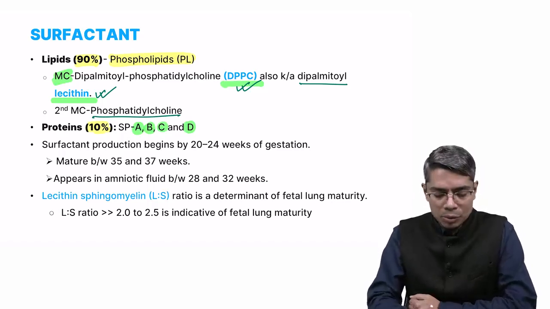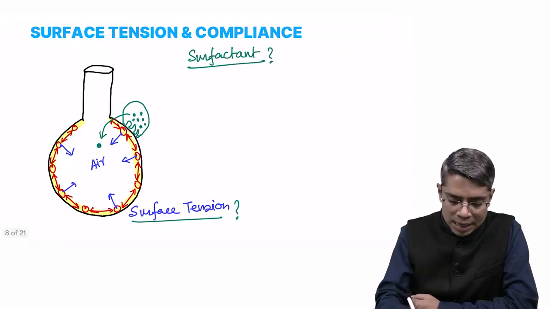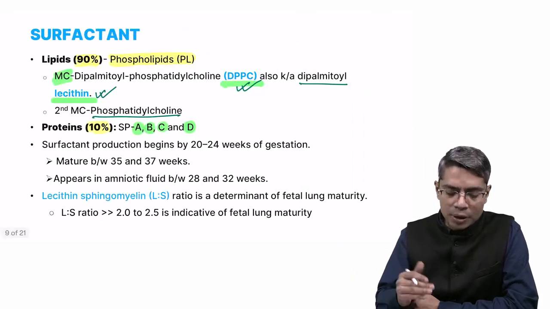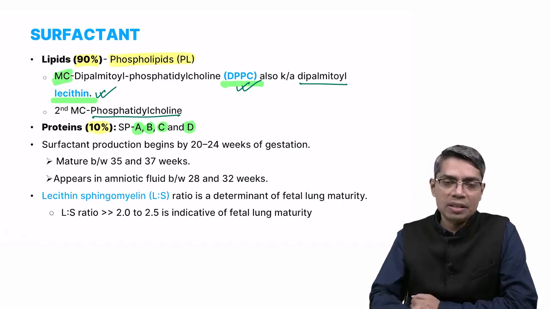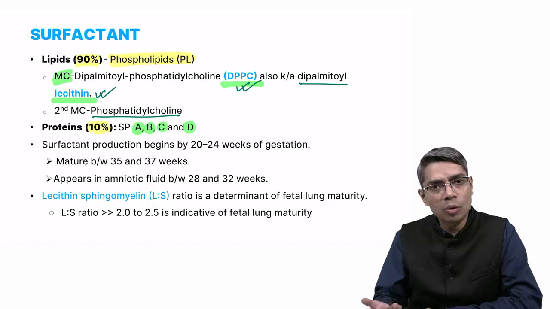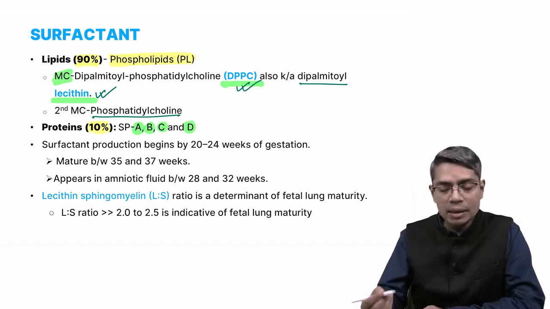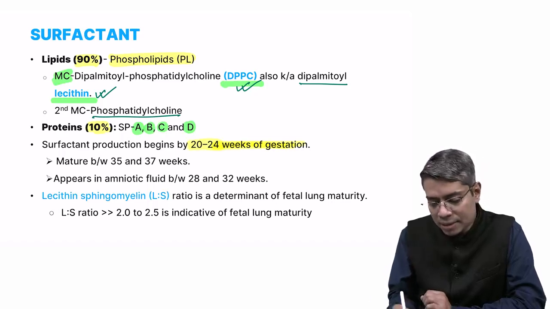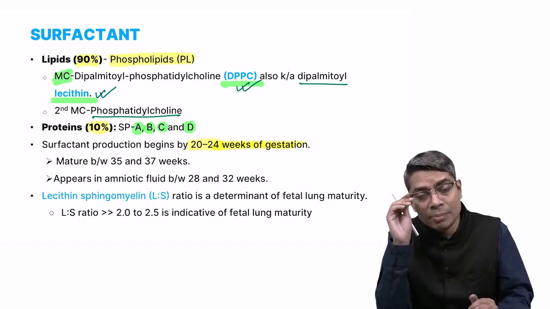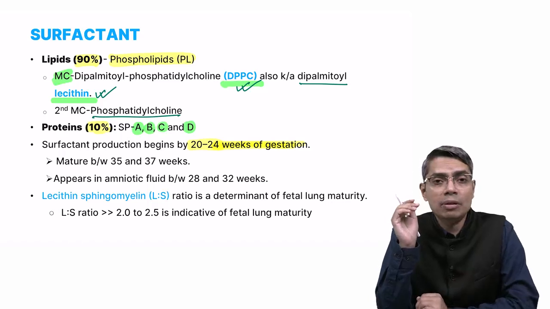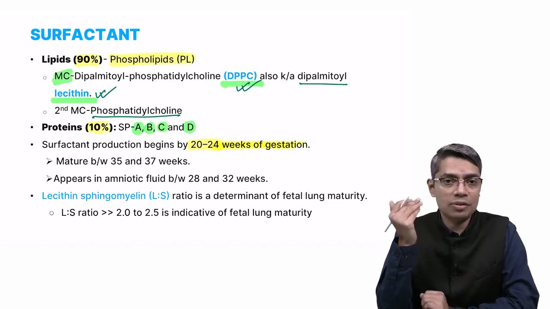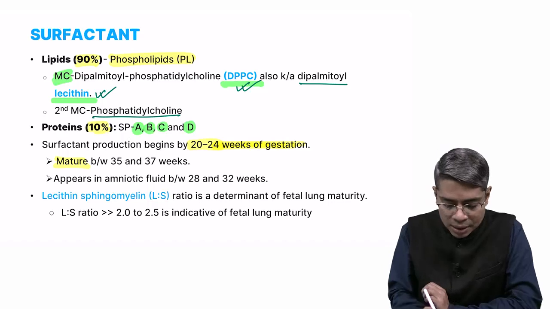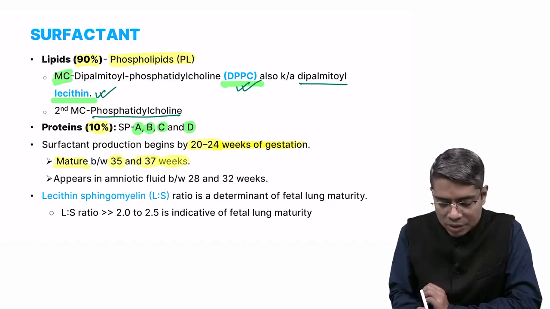Now remember, this surfactant is produced by the type 2 pneumocyte cells at the level of this alveoli. And the surfactant production begins at which age of gestation? When the baby is inside the maternal womb, surfactant production in the baby's lung starts at 20 to 24 weeks of gestation, but that is only the beginning of production by type 2 pneumocytes. Those surfactant molecules are not fully mature. The maturation of the surfactant occurs in the fetal lung between 35 to 37 weeks of gestation.